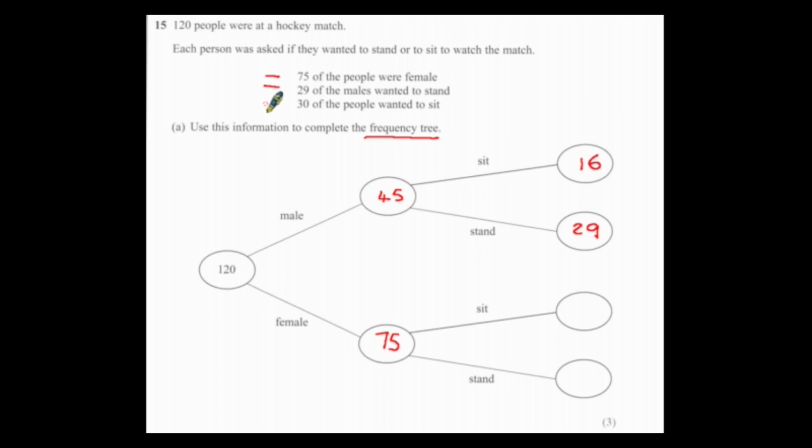Now let's have a look at this last piece of information. 30 of the people wanted to sit. Now, we now know that out of that 30 people wanting to sit, 16 of them are males. Therefore, the other 14 to make up to 30 must be female. So we can put 14 in the female seated line. Our last one is how many females there are standing. Well, out of 75, 14 of them are sitting down. Therefore, the other 61 must be standing.